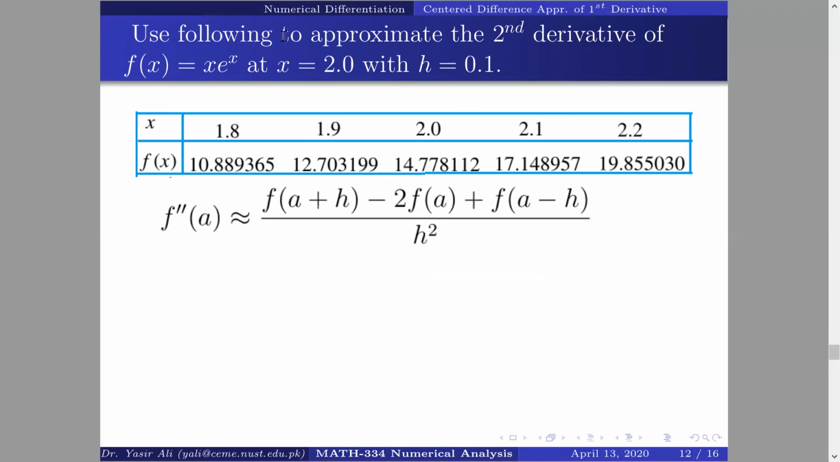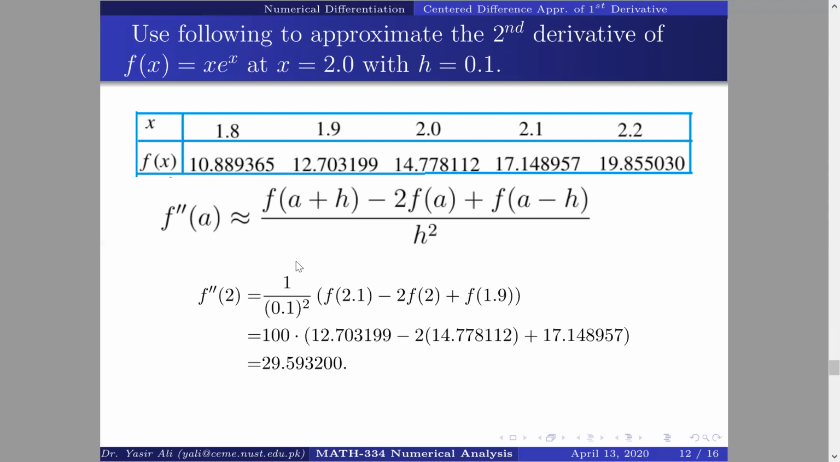So using the technique which we have developed, we can calculate the second difference for the given function at x is equal to 2.5, and h in this case is given here. So this is the data given to us, and this is the formula which we are going to apply.